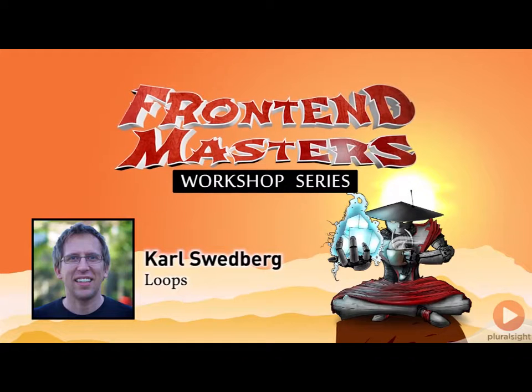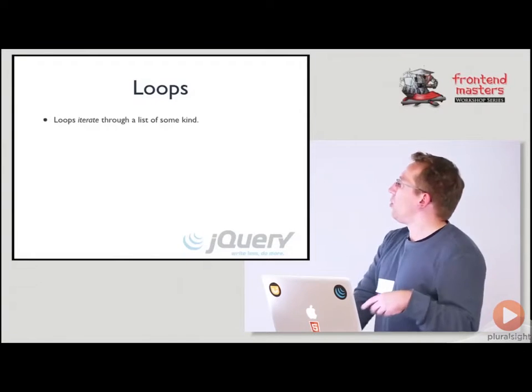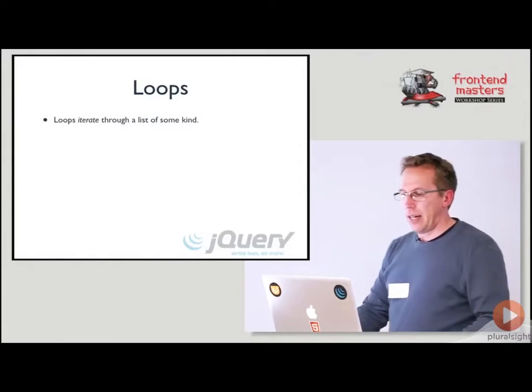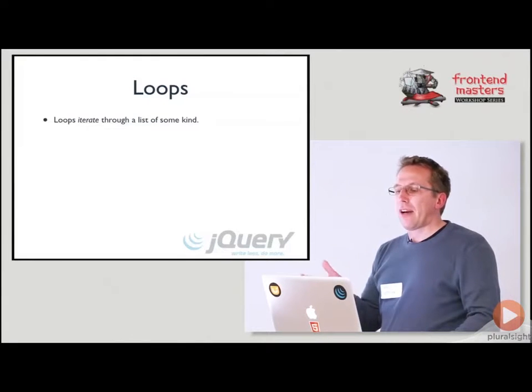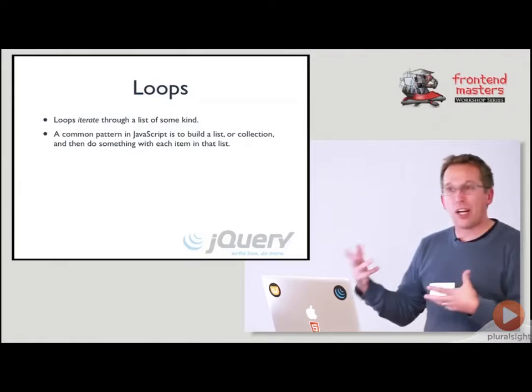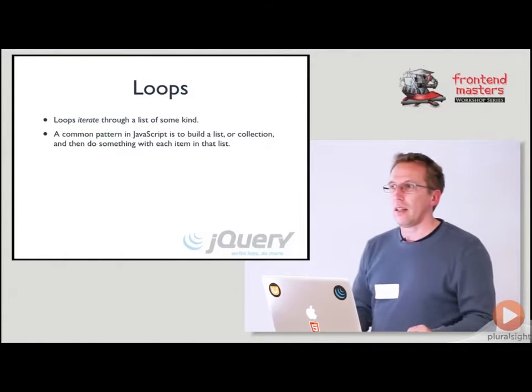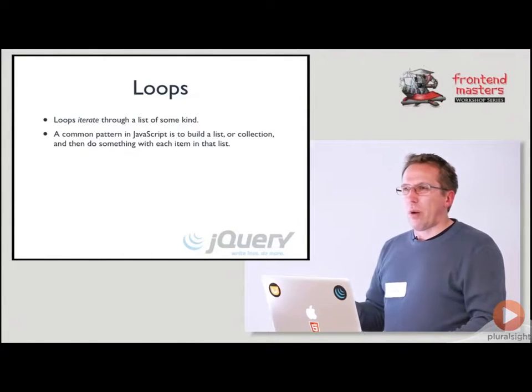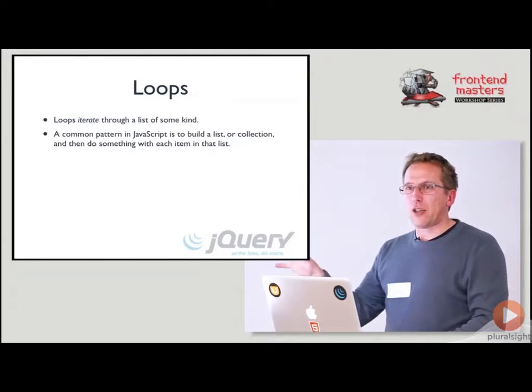Okay, so loops iterate through a list of some kind, right? A common pattern in JavaScript is to build a list or a collection of something and then do something with each item in the list, right? Kind of like what we were talking about with jQuery: find something, do something.